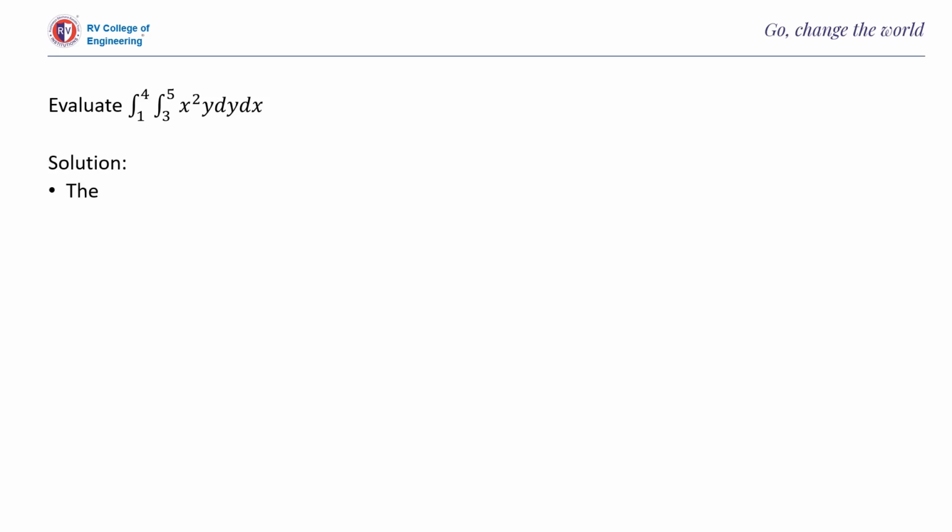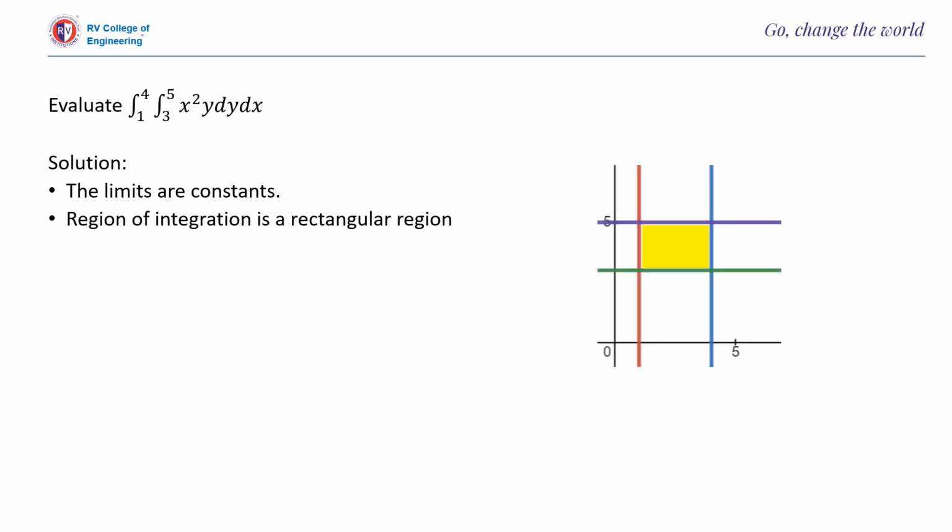So here we note that the limits are constants. The region of integration is a rectangular region as the limits are constants. So it is as shown in the figure. Y varying from 3 to 5 means it is a line parallel to x-axis, that is y equal to 3 and y equal to 5, and x equal to 1 to 4 means they are the lines parallel to the y-axis, x equal to 1, x equal to 4. It is as shown in the figure.